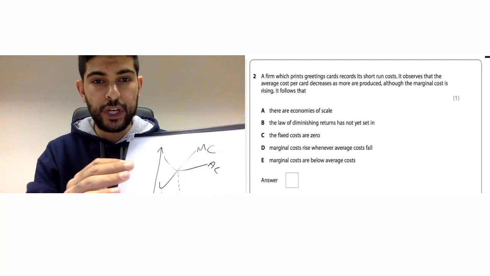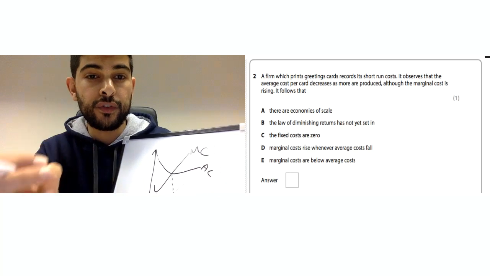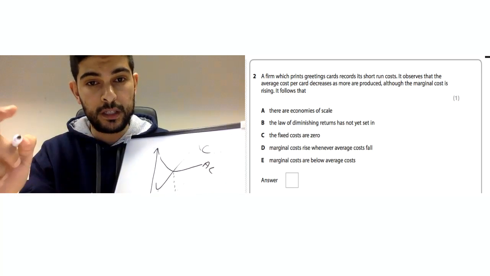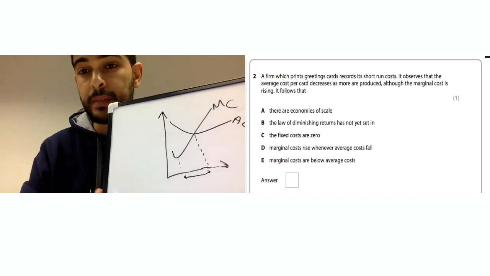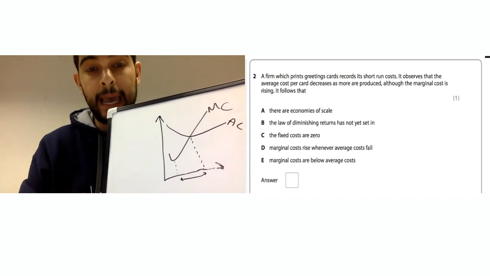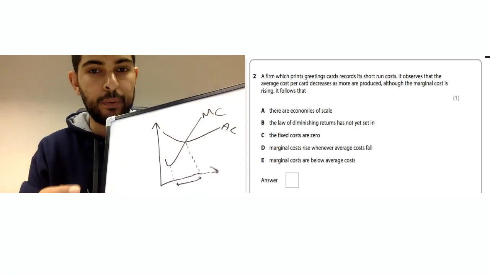When you add the 5th chef, they now start to get in each other's way, and therefore you have the law of diminishing returns setting in, because MC now starts to rise. Well, on ours, in the range that they have identified in the question, MC is rising. Therefore, it cannot be B, because the law of diminishing returns has set in at that point.